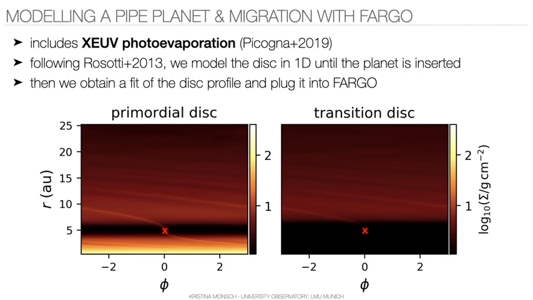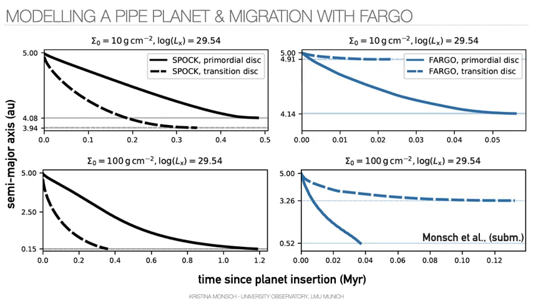For this purpose, we modeled the combined effect of X-ray photoevaporation and giant planet migration in the 2D version of FARGO, both in primordial and transition disks, which have an evacuated inner cavity. And this plot here shows the first important result from this analysis. So here we compare the migration tracks of the planets modeled in 1D using the impulse approximation, which is shown here on the left, and in 2D using FARGO, which is shown here on the right. And this is then done for different initial disk masses, both in primordial and transition disks.